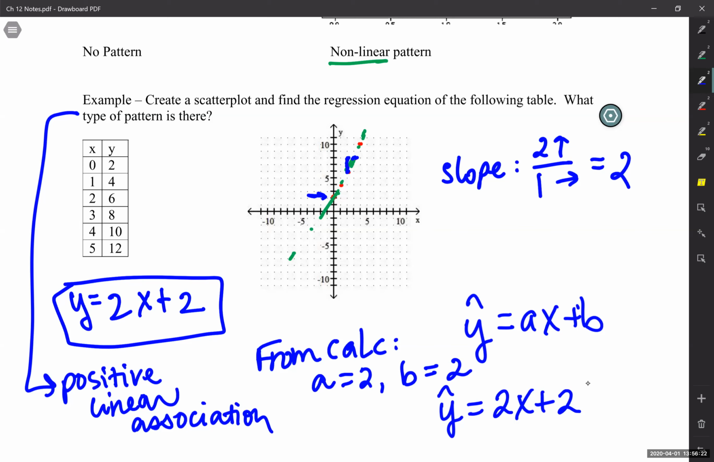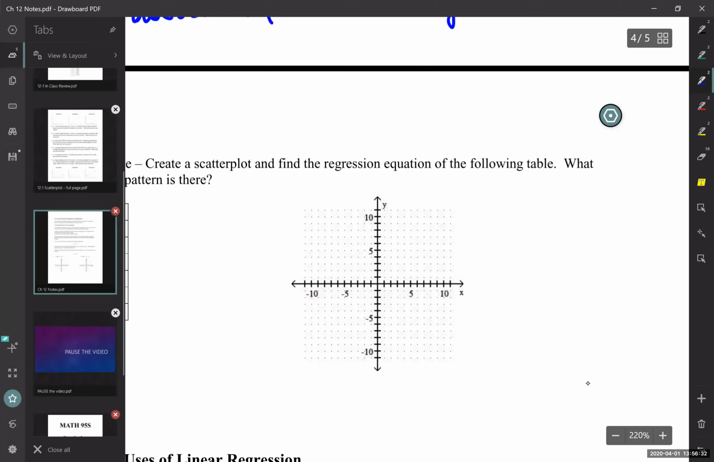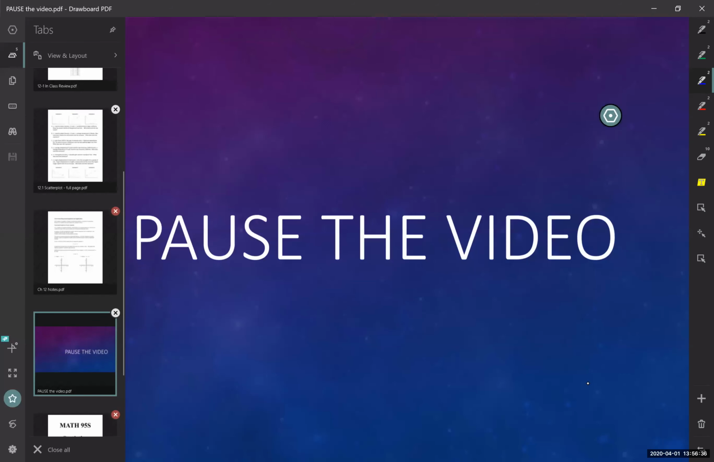All right, so there is one more example. So go ahead and try this problem. You're going to put it into your calculator. So go ahead and pause the video and put this one into your calculator and come back and check and see if you have the right answer. And we're back.